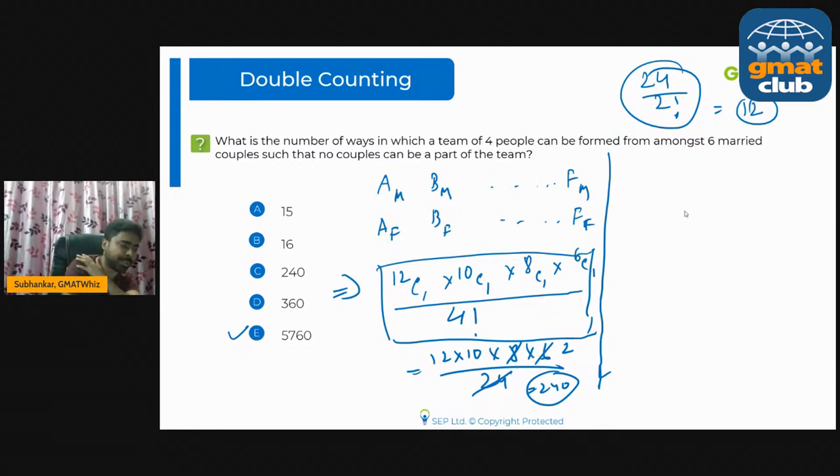Logically, it is 2 factorial, and luckily it happened to be that 2 factorial and 2 are the same. But ideally, it's 2 factorial. Okay.